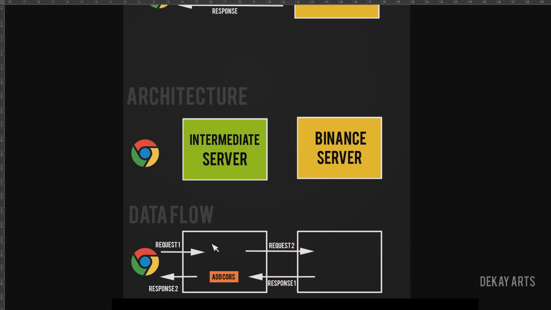Okay, so this is how the data flow would look. It might look a bit intimidating at first glance, but it's really not. It's really simple. From the client-side code, we send a request to the intermediate server, and this intermediate server sends the request for us to the Binance server. Then Binance sends the response back, and we add the CORS header on the intermediate server and send the response back to the client. So by the time we get the response to the client, we'll have the data and the header, so it would work properly on the client.